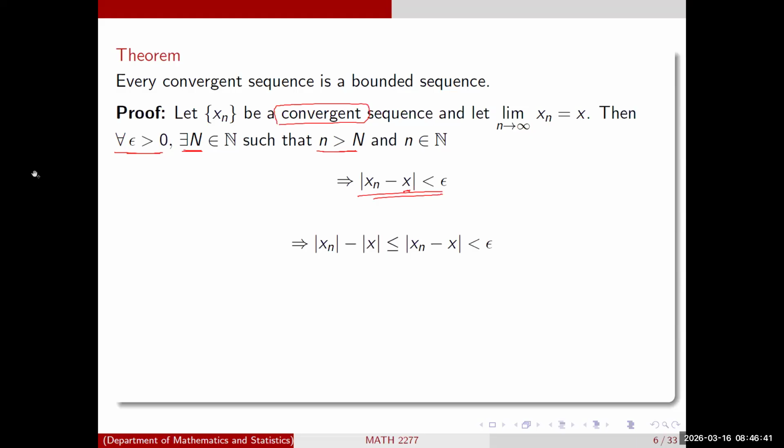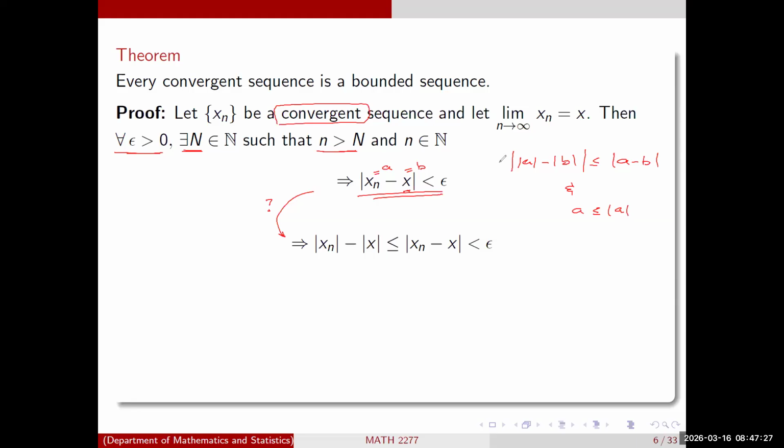So how are they moving from that line to this line? We need to remember some properties of the modulus. There's a property that the modulus of |A| minus |B| is less than or equal to the modulus of A minus B. This guy here is your A, this guy here is your B. They're also using a second property of modulus: any number is always less than or equal to its modulus.